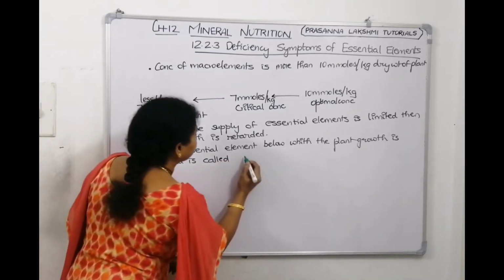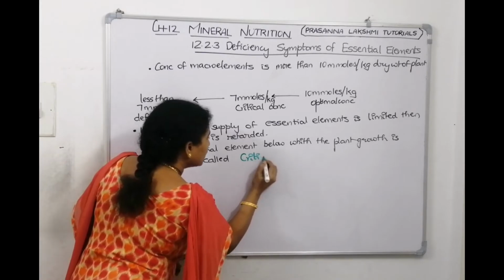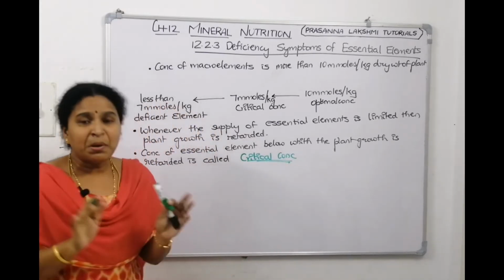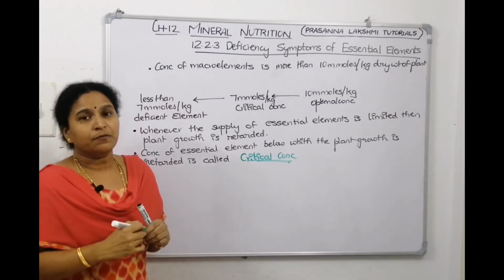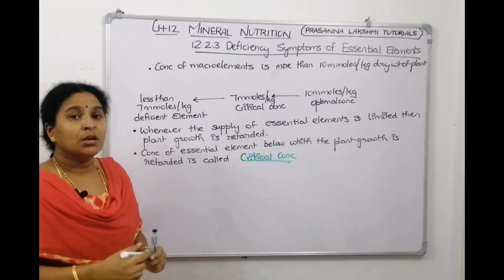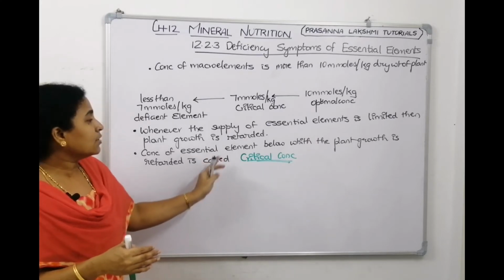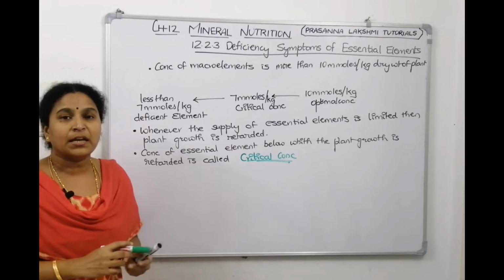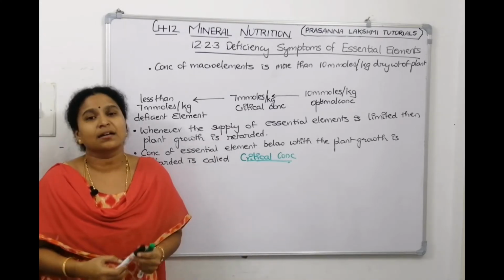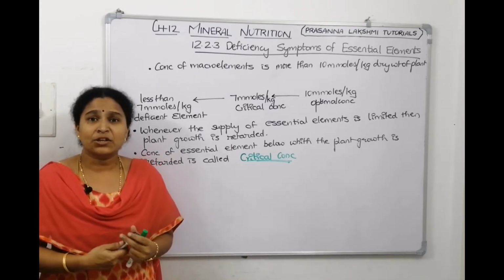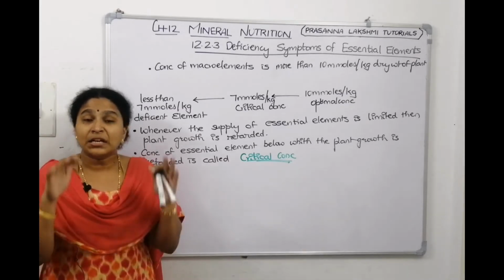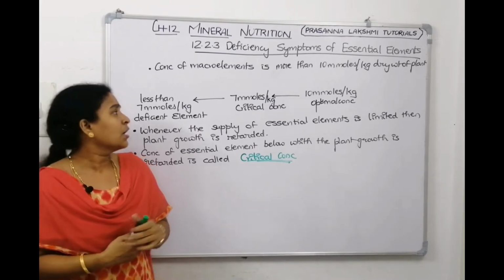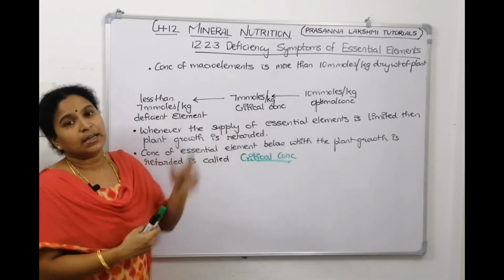It is called critical concentration. The minimum concentration which is required for growth is the critical concentration. Below the critical concentration, if you are taking below 7, like 6, 5, 4, then the plant growth is retarded, right? So, elements are said to be deficient when they are present below the critical concentration. When do you call an element deficient? When the concentration is below the critical concentration.